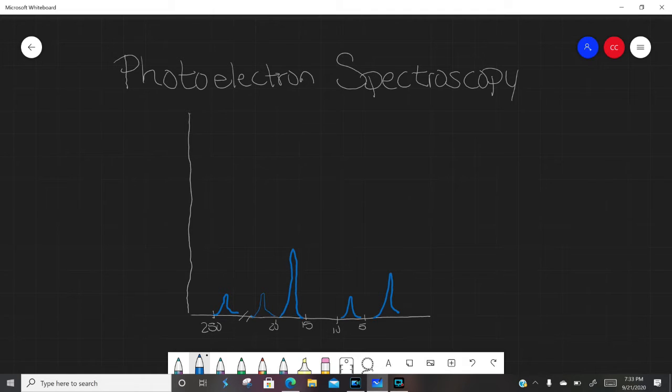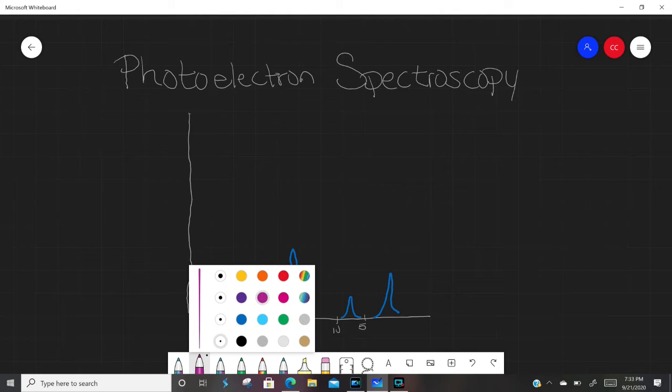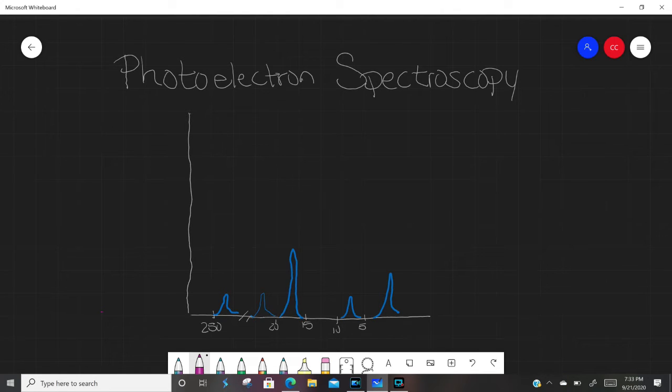So this is your 1s orbital, your 2s orbital, your 2p orbital, your 3s orbital, and your 3p orbital. So how do you figure out which element it is? The easiest way, or the best way, is to look at the heights.